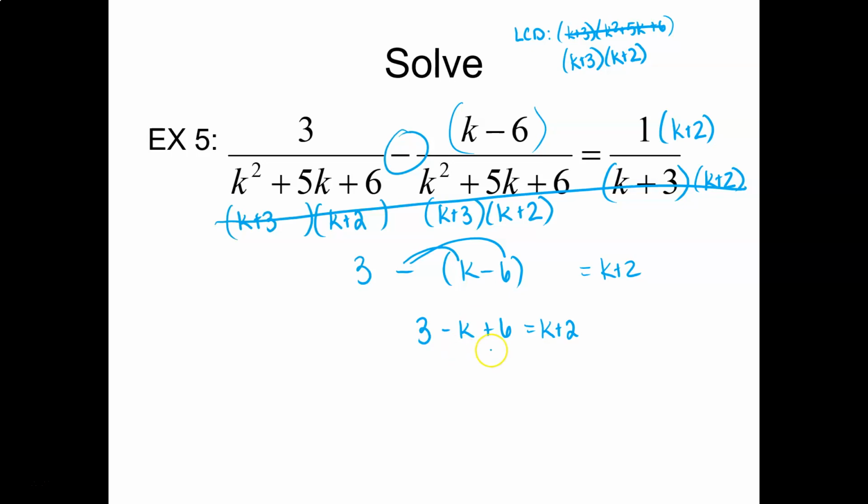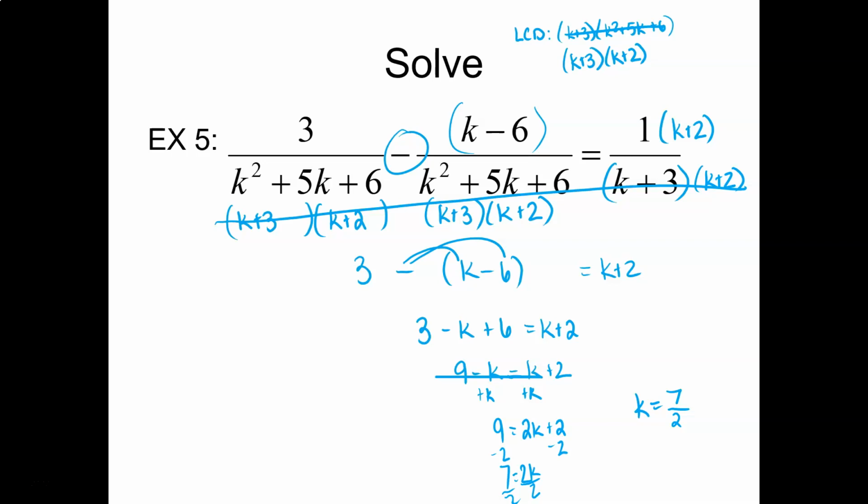Be really careful. So we're going to have 9 minus k equals k plus 2. Sorry, my program's not good. And so I could add that k. So 9 equals 2k plus 2. Subtract my 2. 7 equals 2k. And the last step is we would divide by 2. So k equals, you could do 3.5 or 7/2. It doesn't matter to me which one you get.